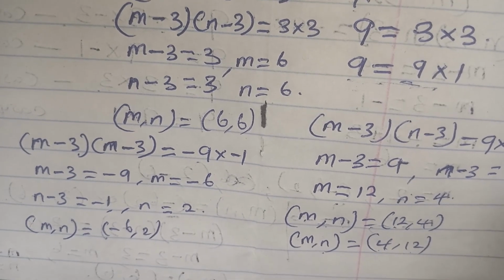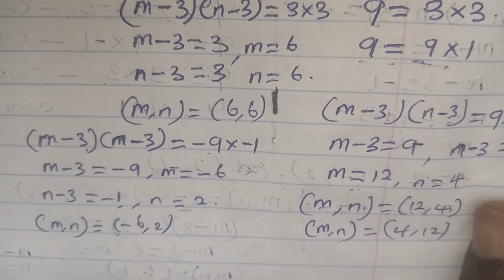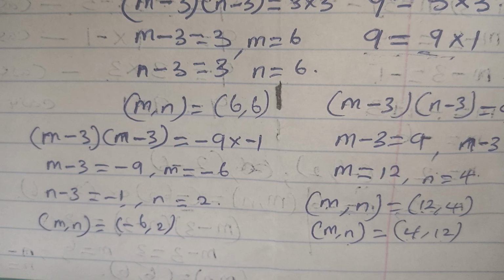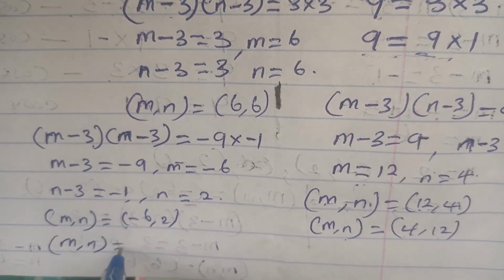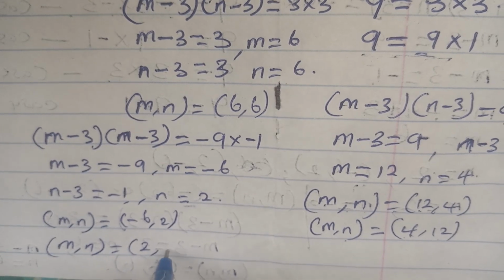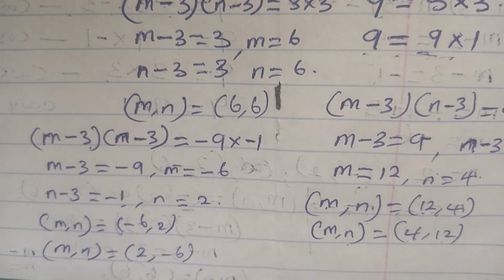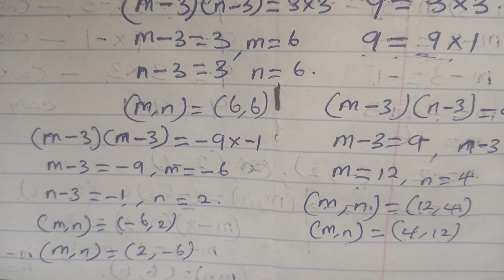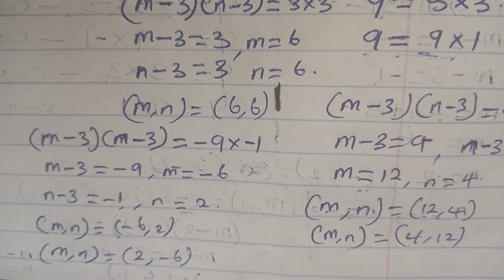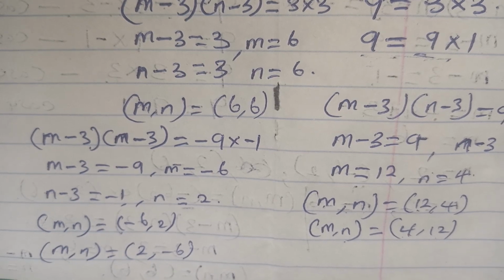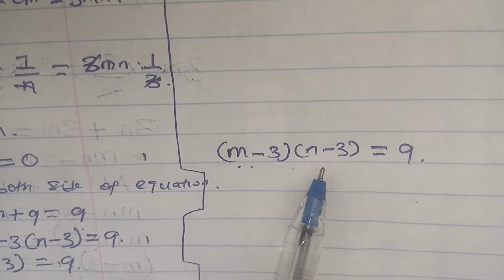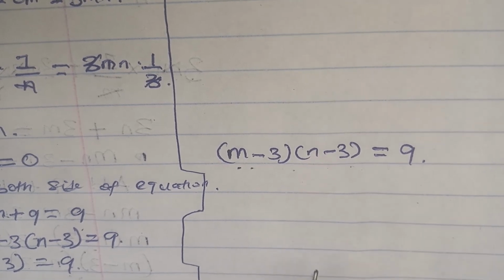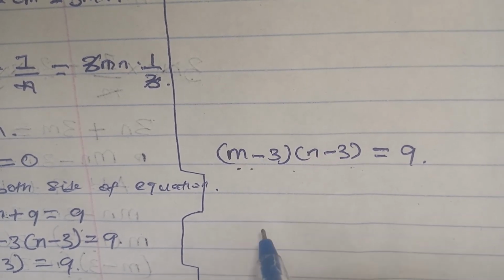And if we do this interchangeably again, our m comma n is also equal to 2 comma minus 6. So this is another value for m and n. So let's look at the last multiple of 9. Since we have m minus 3 times n minus 3 is equal to 9, we want to look for the last multiple of 9.